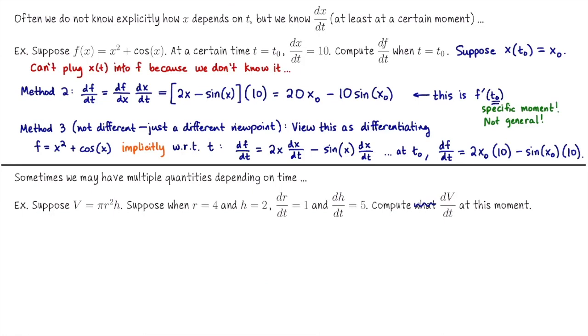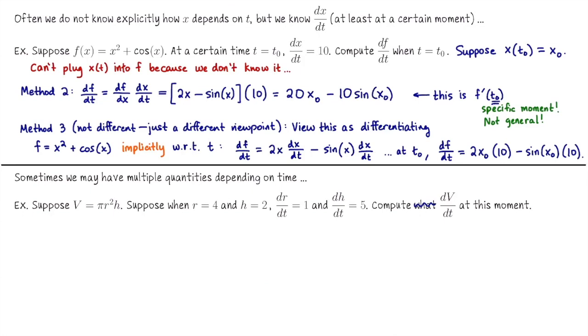And in particular, suppose that we know right at the moment when the radius is 4 and the height is 2, that dr dt is 1 and dh dt is 5. So those might not be the rates of change of the radius and the height with respect to time in general, but at some particular moment in time, those are the two rates of change that we're measuring. So at that one particular moment, compute the rate of change of volume with respect to time.